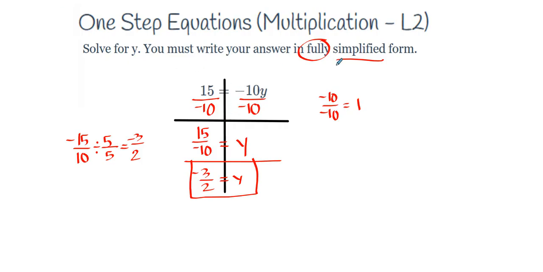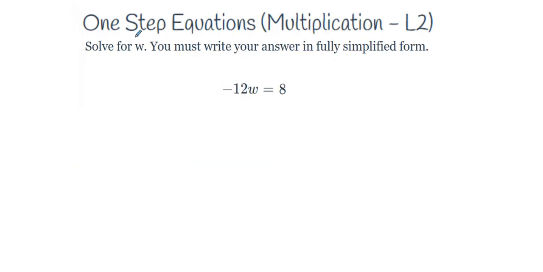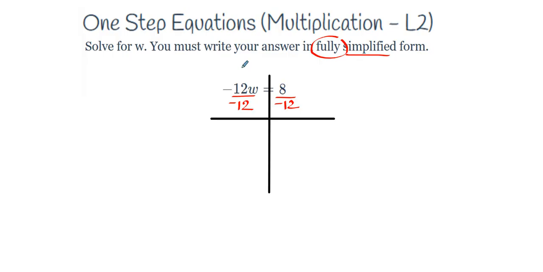All right, let's try one more. And I'll give you a hint. It's going to simplify, so just some practice with that. Solve for W. You must write your answer in fully simplified form. So negative 12W equals 8. We're going to split our equation in half by drawing a vertical line. And what I'm going to do is get rid of this negative 12 multiplied by W by dividing by negative 12 on the left and on the right. We're now going to simplify the equation. Negative 12 over negative 12, as you recall earlier, is going to simplify to 1. 1 multiplied by W is W.